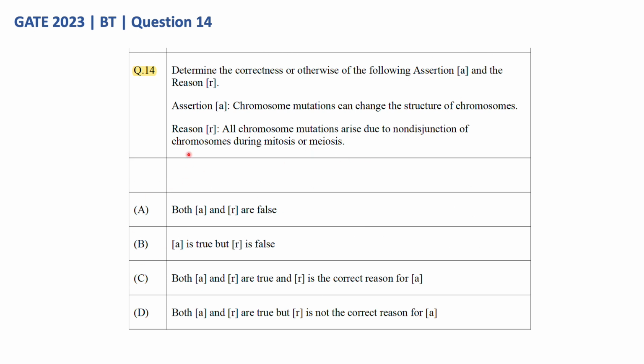The given options are: Option A, both A and R are false. Option B, A is true but R is false. Option C, both A and R are true and R is the correct reason for A. And option D, both A and R are true but R is not the correct reason for A.